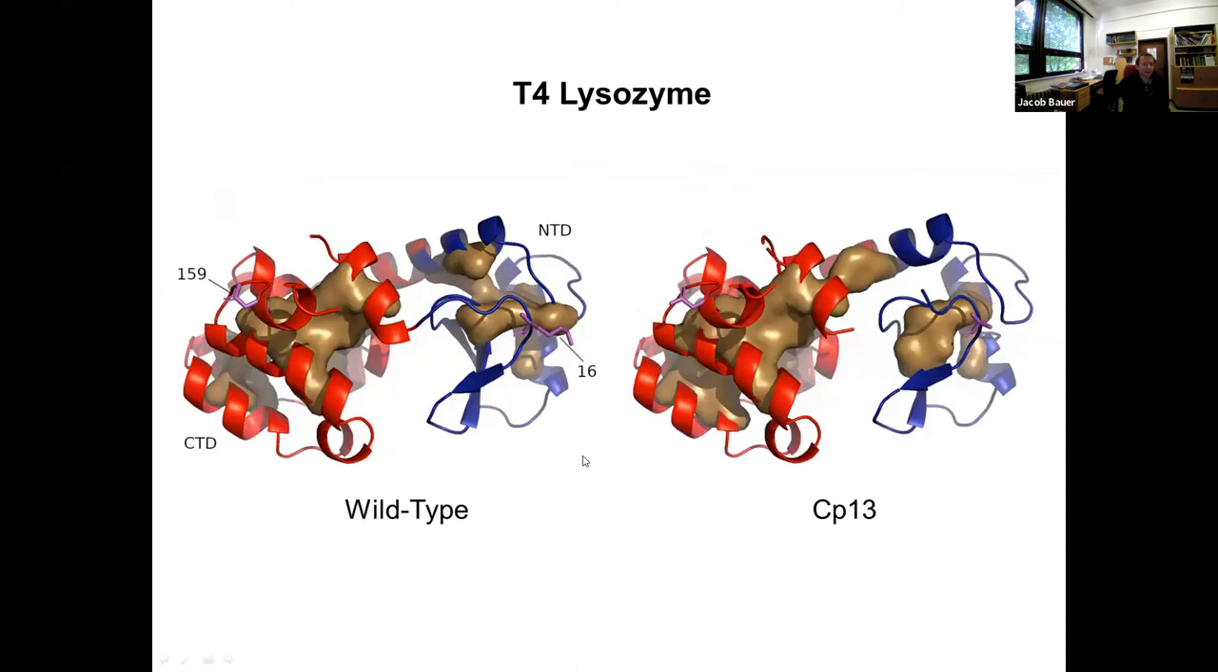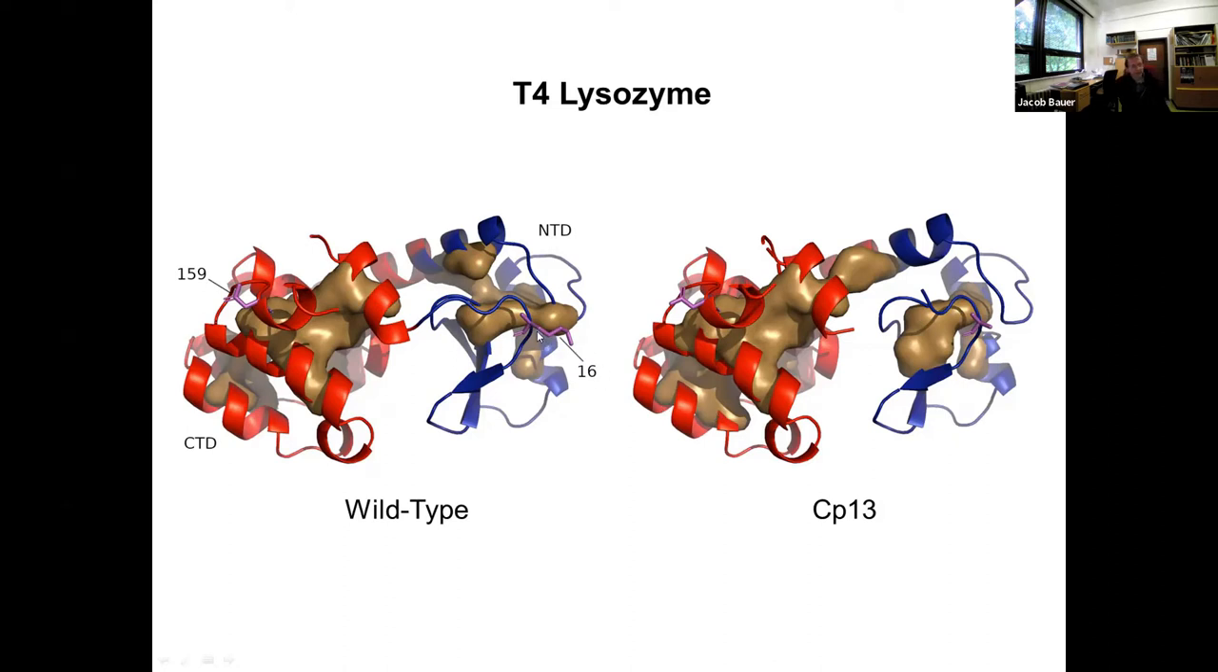Let's first look at the wild type protein. So here I've colored the N-terminal domain blue, the C-terminal domain red. These brown blobs in the middle are the buried surface areas, which can tell us both what parts of the protein are likely to move and also which parts are going to be more stable. The more stable the domain, generally, the larger the buried surface area. So you can see that the circularly permuted mutant does have a somewhat less dense N-terminal domain.